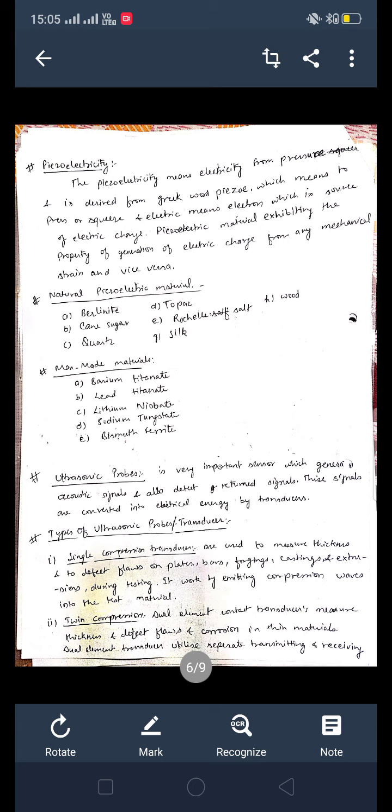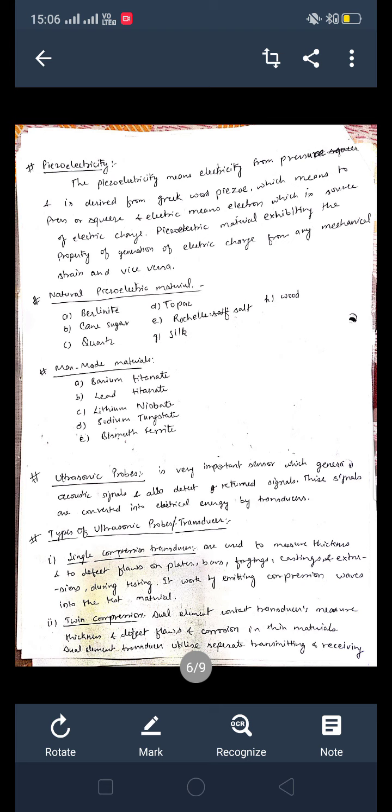We had discussed in the previous lecture, that is video number 9, piezoelectricity. What is piezoelectricity, and what are the materials, such as natural piezoelectric material and man-made material? These two types of materials are involved in piezoelectricity. Okay, that is natural piezoelectric material and the man-made material.